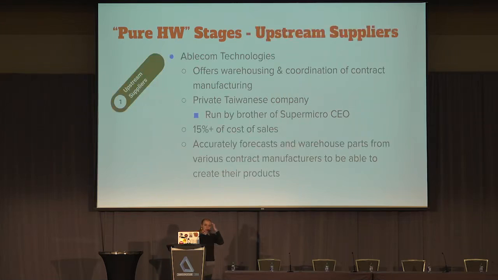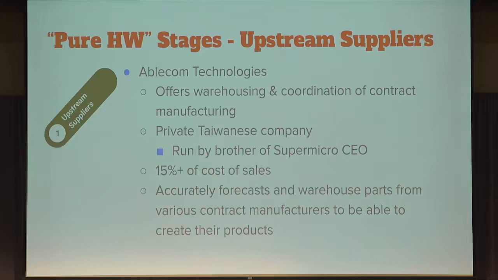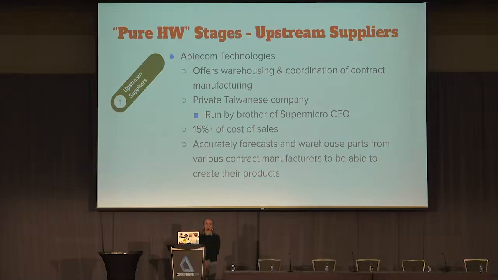So Ablecom Technologies, which is a Taiwanese company that I mentioned, is actually run by the Supermicro CEO's brother, which I thought was funny. And they actually only offer warehousing and coordination. So they're the ones who manufacture the device, but in fact, they don't do any of the manufacturing. And they take up 15% of the cost of sales. So they have a pretty big stake in the company's success, in the success of the chip. And they basically do warehousing accuracy and forecasts. So they determine where different parts are and where the best place to manufacture certain components are at that given time.